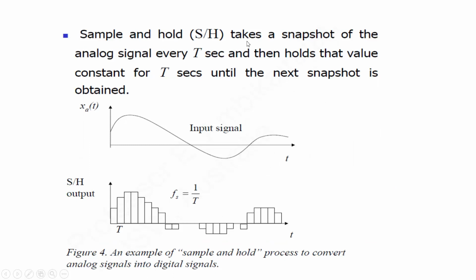Now, sample and hold takes a snapshot of the analog signal every T seconds and then holds that value constant for T seconds until the next snapshot is obtained. Now, if you see, this is the analog signal. So the snapshot is taken, this is the sampled value, and then it is held for capital T seconds. Then again, the next sample is taken and the value is held. So in this way, this is the sample and hold output, and the sampling frequency is Fs, which is basically the reciprocal of the sampling period.